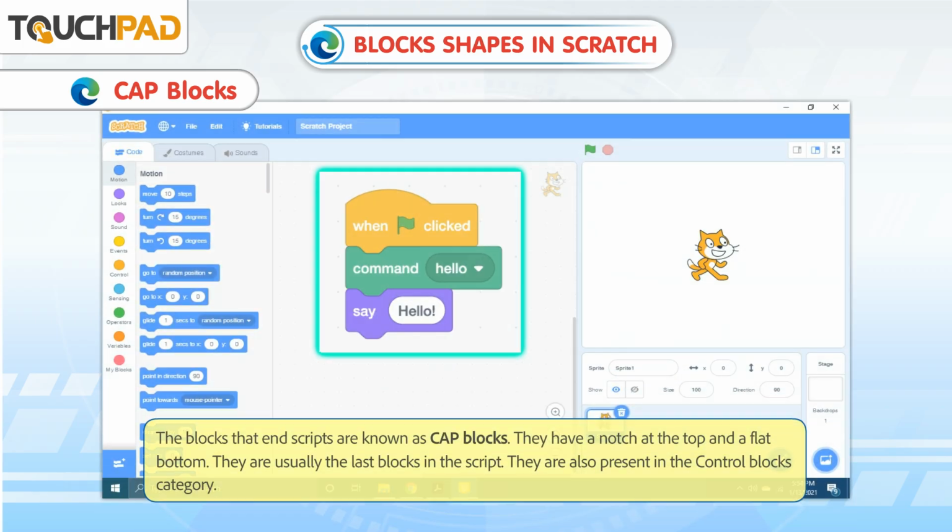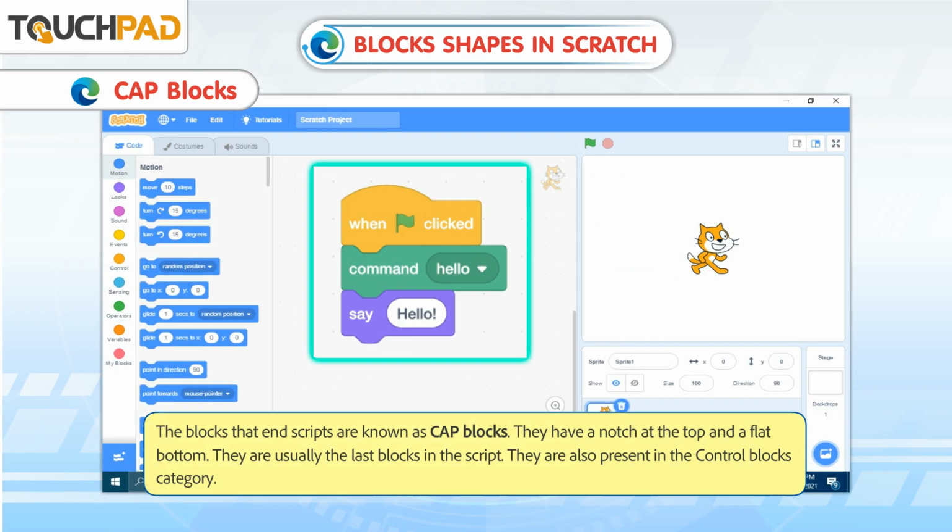Cap blocks. The blocks that end scripts are known as cap blocks. They have a notch at the top and a flat bottom. They are usually the last blocks in the script. They are also present in the control blocks category.